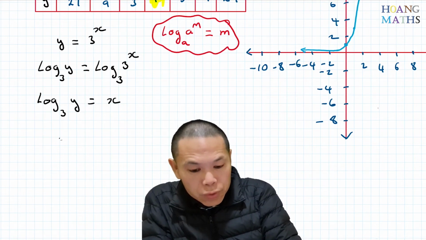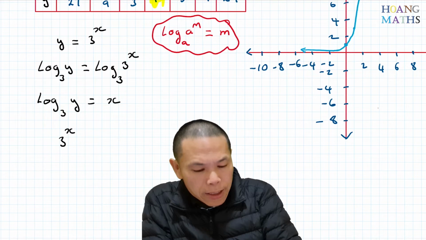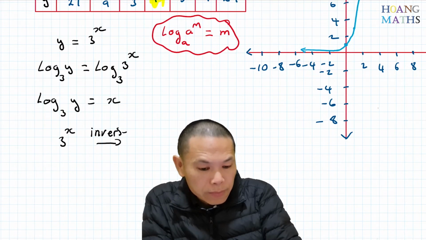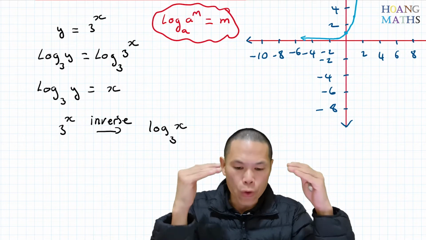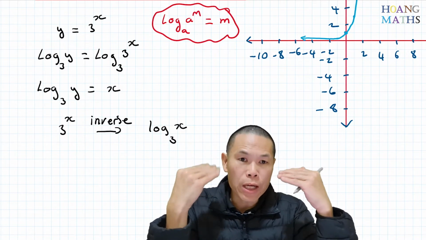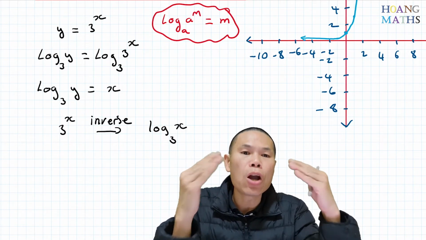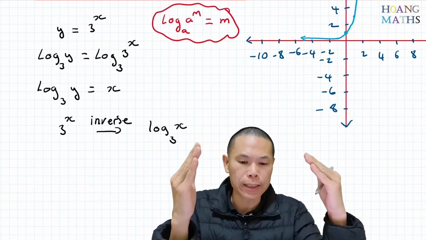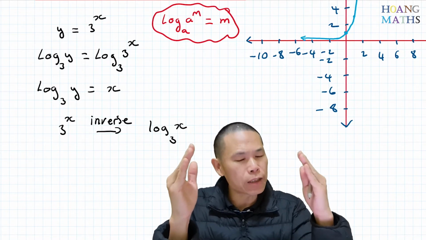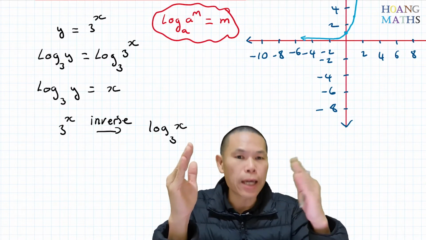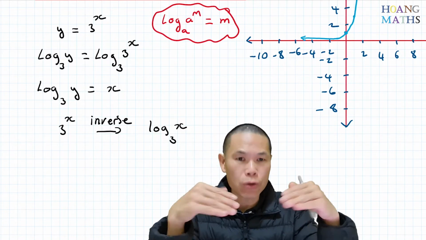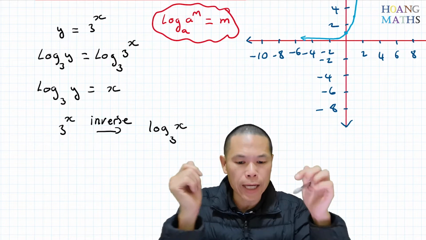If we inverse 3 to the power of x, it will become log base 3 of x. So inverse means the x value will become the y value, and the y value becomes the x value. So let's just graph this and see what it looks like, okay?